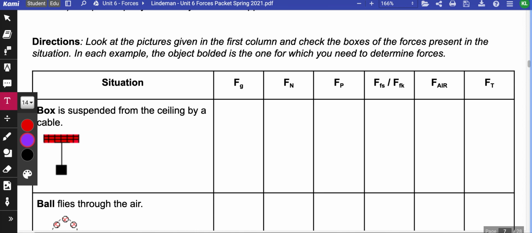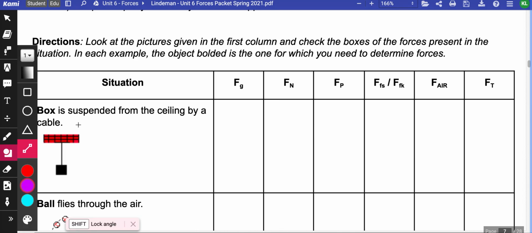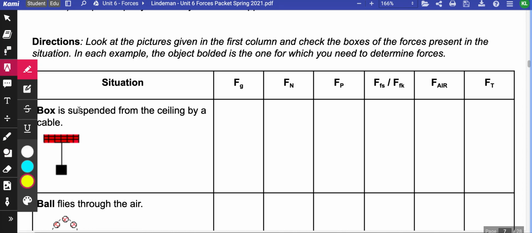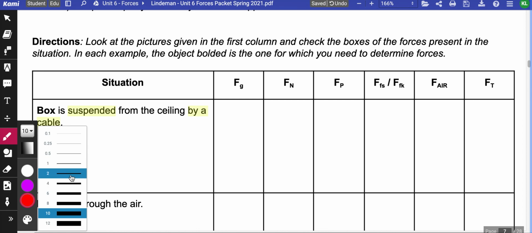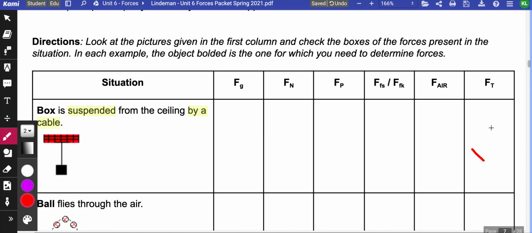So for this first one, we have a box suspended from the ceiling by a cable. The hints we have here are, go to your markup, we know it is suspended, and it also says by a cable. Those are both big hints that we have FT. We are also on planet Earth, so we have FG.